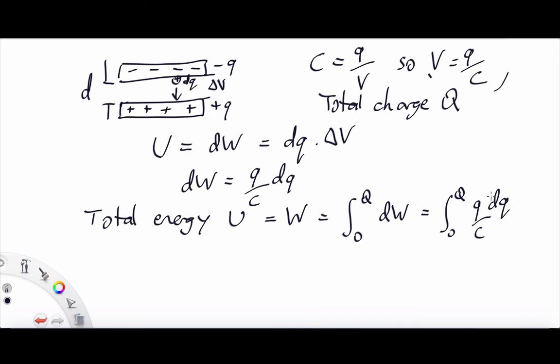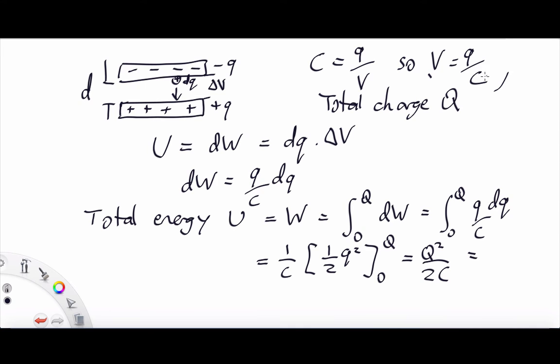Now the integral of Q to the power 1, well, first thing we'll do is take the 1 over C out the front since that's the constant. The integral of Q will be a half Q squared. So we've raised the power by 1 and then we've divided by that 2. And that is from 0 to Q. So that will be Q squared over 2C minus 0, of course.